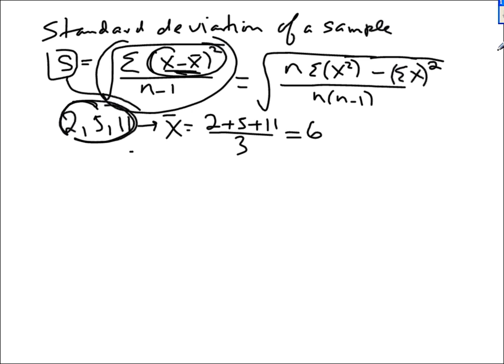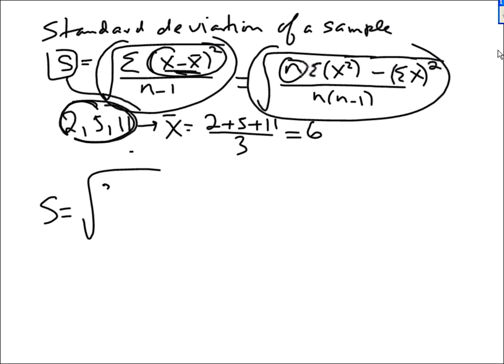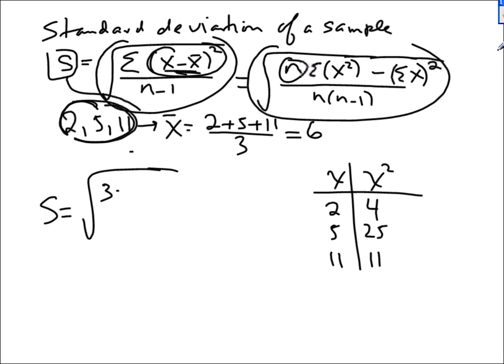Okay, so now we're going to use this formula. S is equal to the square root of n, where n is 3, times the summation of x squared. Well, the x's are 2, 5, and 11. I need x squares: 2 squared, 5 squared, 11 squared. If I add these up, I get 150. That's the summation of x squared.